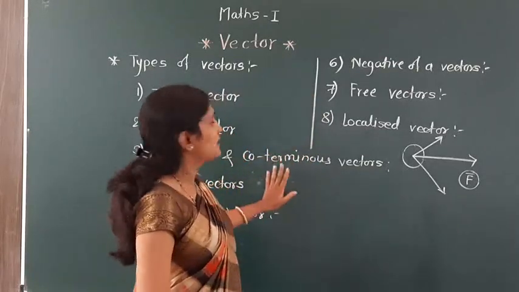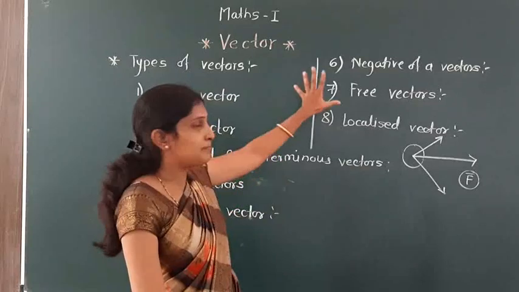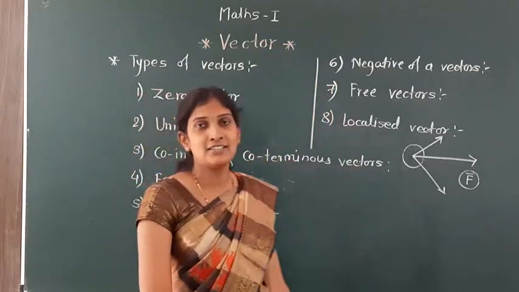And next is the types of vectors. These are the basic 8 types of vectors.